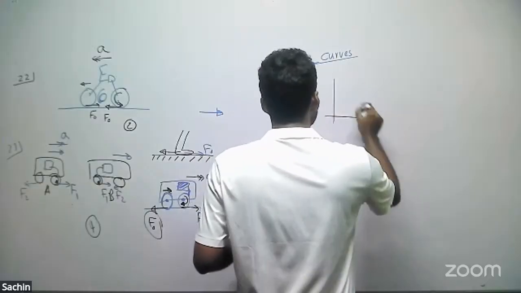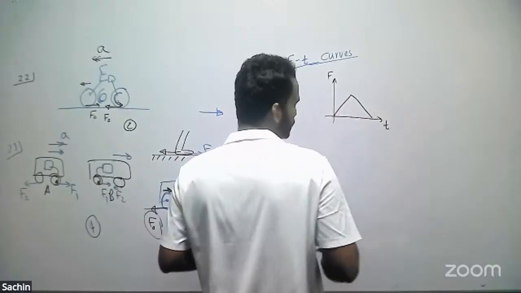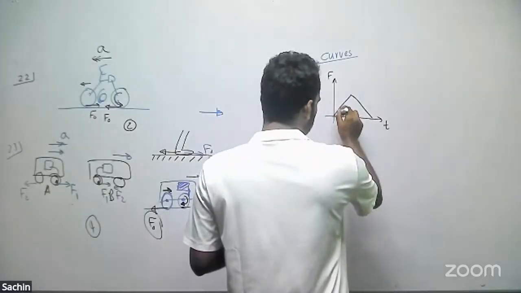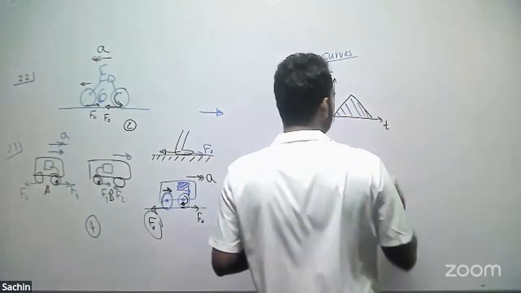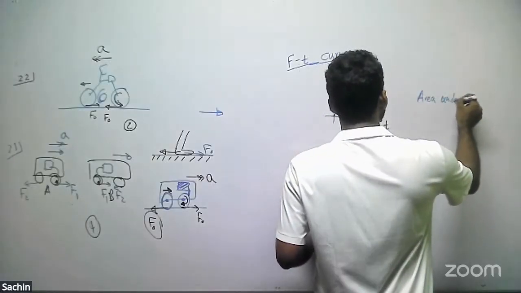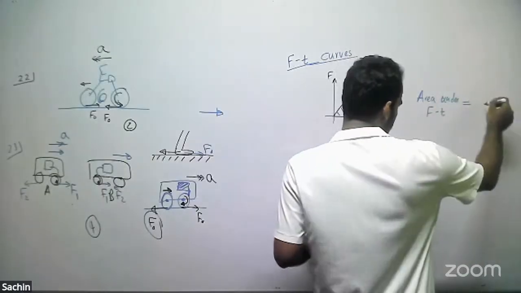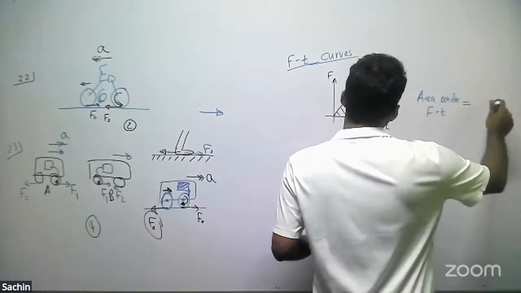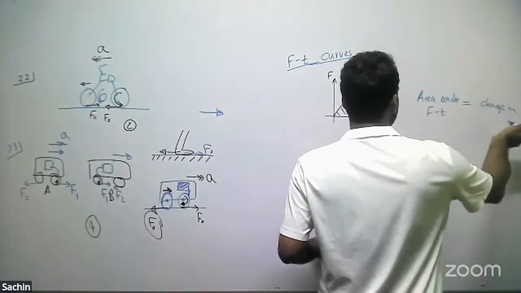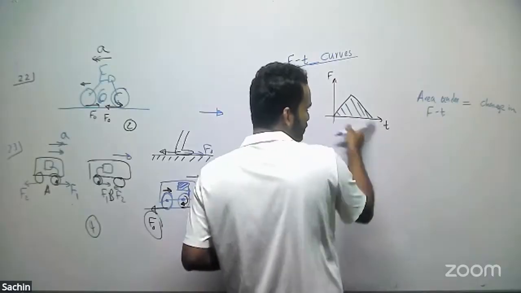So when an FT curve is given, using this FT curve, what you can obtain is the area under the curve. Remember, area under the FT curve is equal to the change in momentum of the object.